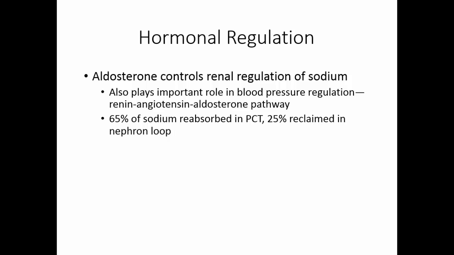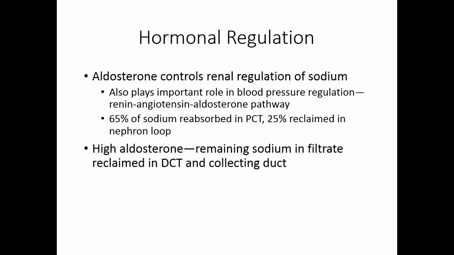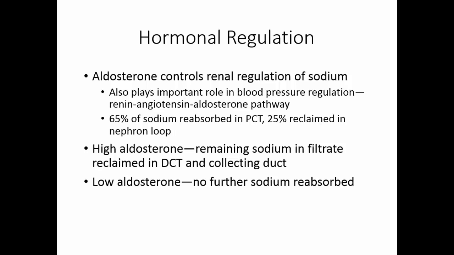65% of the sodium in the filtrate is reabsorbed normally in the proximal convoluted tubule, and another 25% is reclaimed in the nephron loop. That only leaves 10% of the sodium for us to do any real regulation of. If there is a high aldosterone value, the remaining sodium in the filtrate will be reclaimed in the distal convoluted tubule and the collecting duct. If there is a low aldosterone, then no further sodium is reabsorbed. The sodium is allowed to leave in the urine.